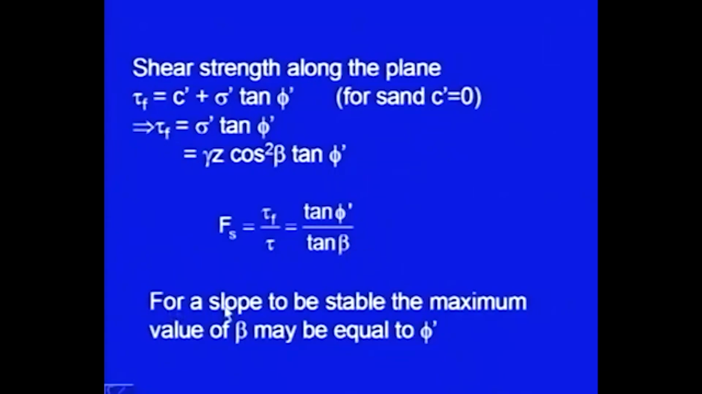So, for a slope to be stable, the maximum value of its inclination with the horizontal may be equal to phi dash. So, this is a thumb rule which we can remember, that if it is a cohesionless soil and the ground is making beta angle, then beta should always be less than phi dash for the slope to be stable.